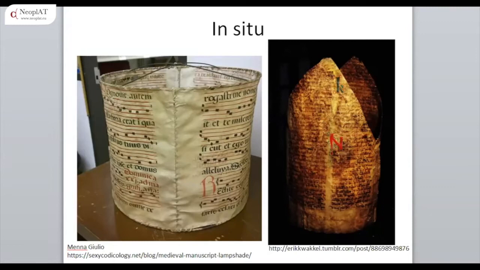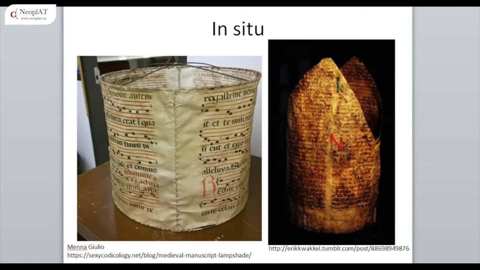And it's basically, for some reason or other, the value of the object as a bearer of text in itself becomes less than its value for some other role. And parchment is good, durable stuff. You can make lampshades out of it. You can make, this is a famous case.